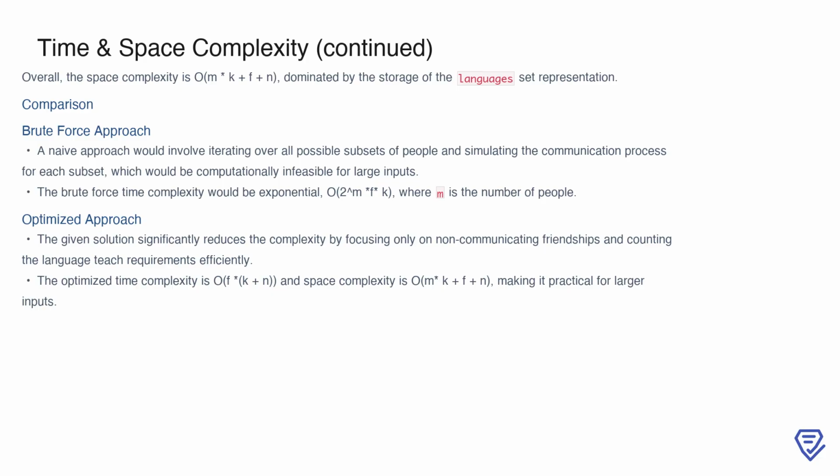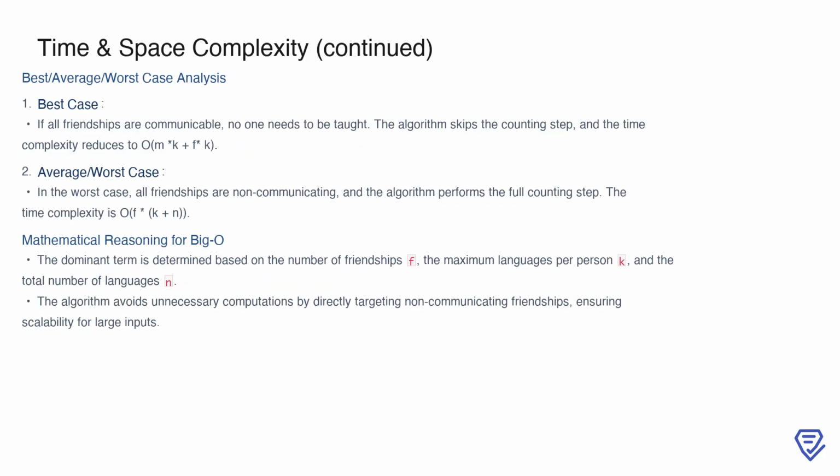In contrast, the optimized approach narrows the focus to only non-communicating friendships and calculates the teaching requirements efficiently. With a time complexity of O(f * k + n) and a space complexity of O(m * k + f + n), the solution avoids unnecessary computations and remains practical even for large inputs. To further refine our understanding, let's examine the best, average, and worst-case scenarios.